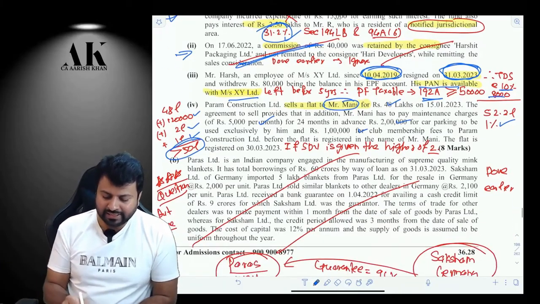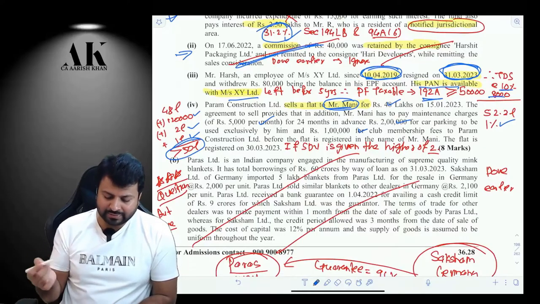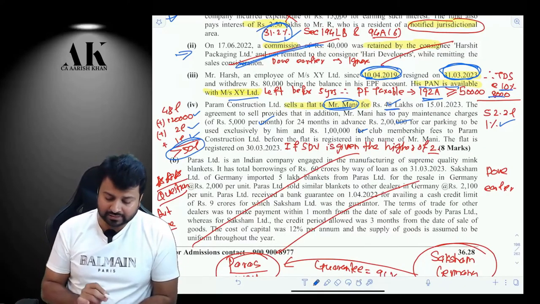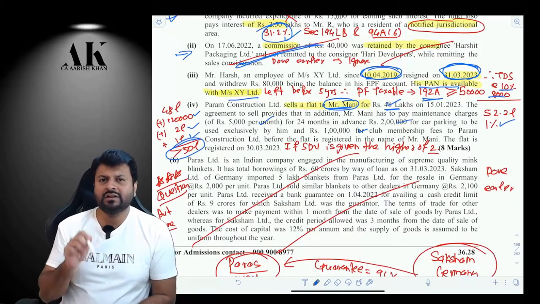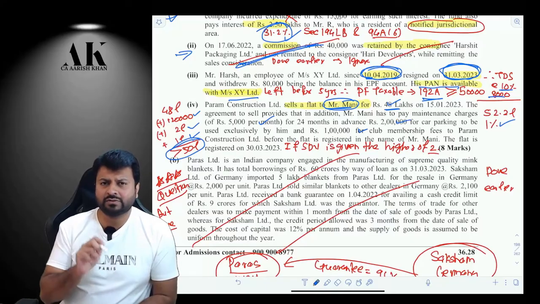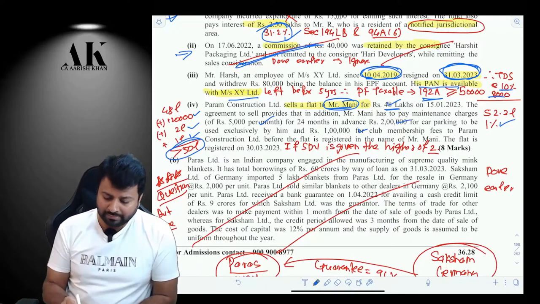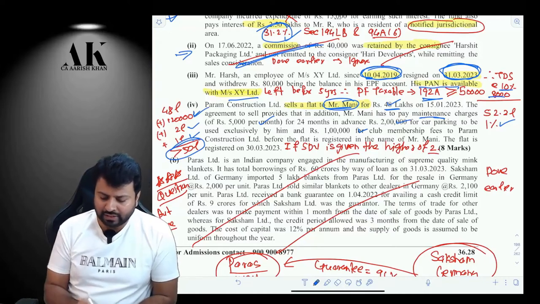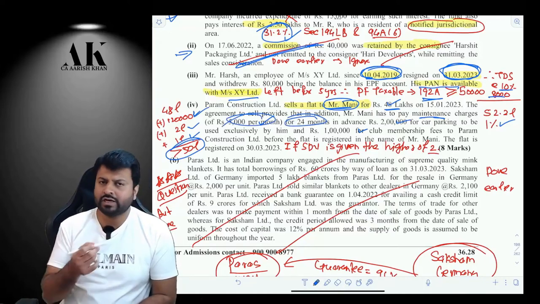Next one, Mr. Money is purchasing a flat. The value of the flat is 48 lakhs. Again it is asking about TDS. Does the consideration for TDS purpose only include the basic consideration? No. Mr. Money has also paid some maintenance charges, and that should also be included. 24 months into 5,000 per month, so that will come to 1,20,000.